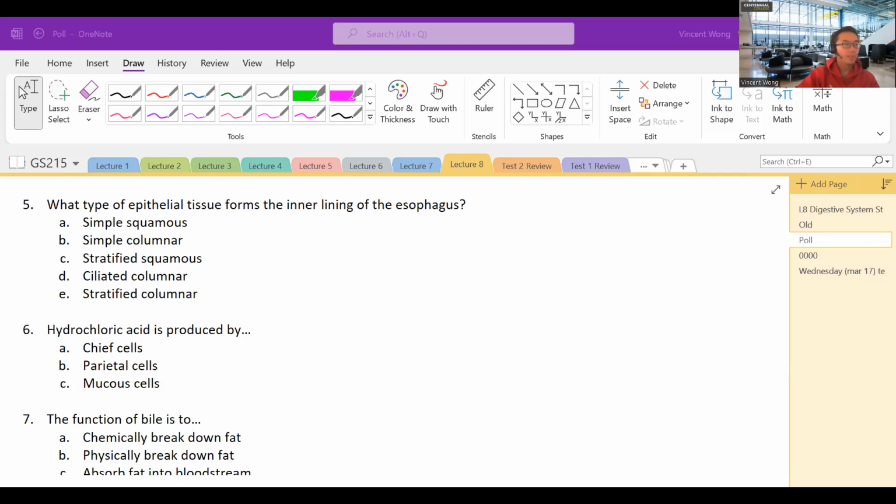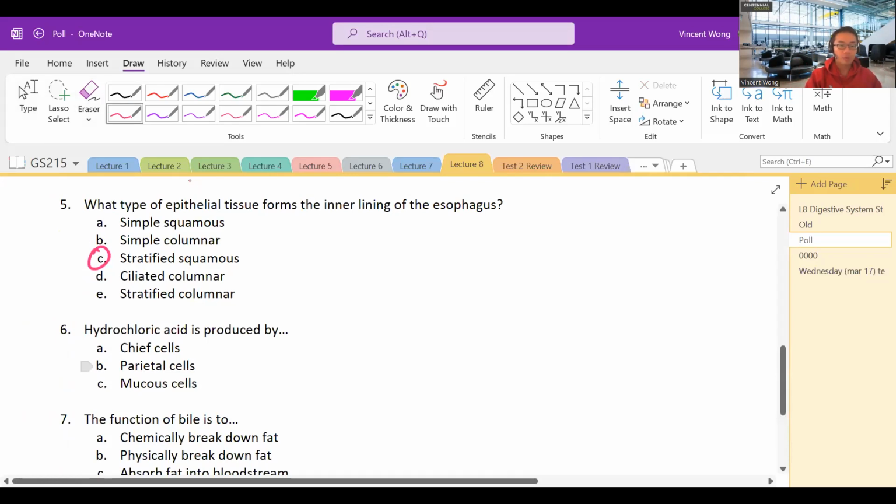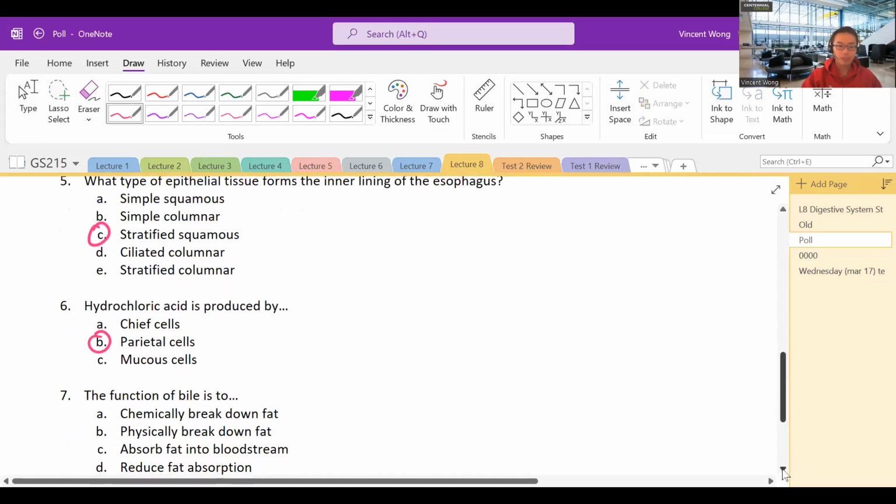Because there's a lot of different things going down your esophagus, right? Hot stuff, cold stuff, spicy stuff, acidic stuff. All these things are going to irritate the esophagus if we don't have a good lining for protection. And you learned last semester that the type of epithelial tissue that gives the most protection against these extreme conditions would be the stratified squamous, multiple layers of flat cells. So that's the answer. Hydrochloric acid is produced by parietal cells. We talked about that earlier.